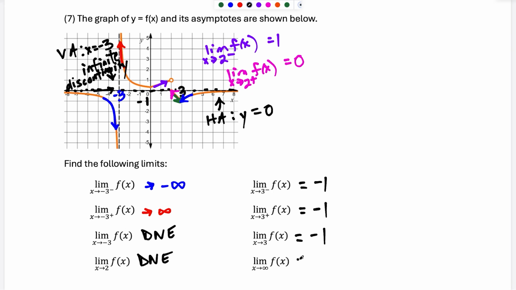And this tells us then that the limit as x approaches infinity, if we just follow the graph here to infinity like this, you could see that it's getting closer and closer and closer to the x-axis. So this tells us then that our limit as x approaches infinity is equal to 0.